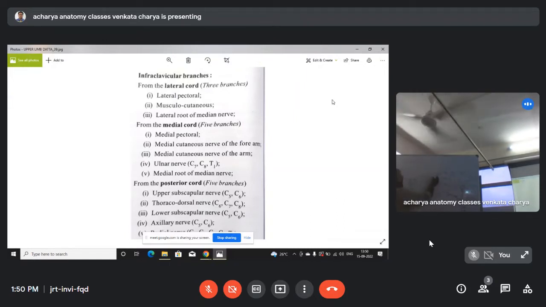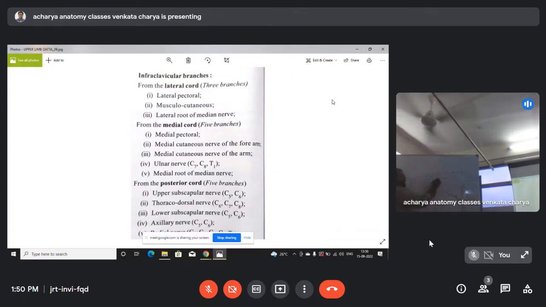Then C5 root, C6 root, C7 root unite to form one nerve called the long thoracic nerve. Long thoracic nerve is also a 2 marks question. Long thoracic nerve arises from the C5, C6, C7 roots. So that is the long thoracic nerve. Long thoracic nerve is 2 marks. Then dorsal scapular nerve is 2 marks.